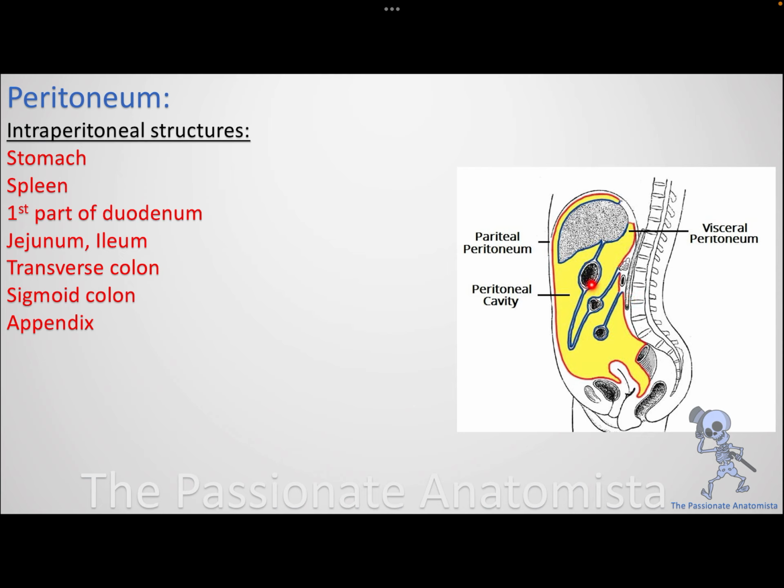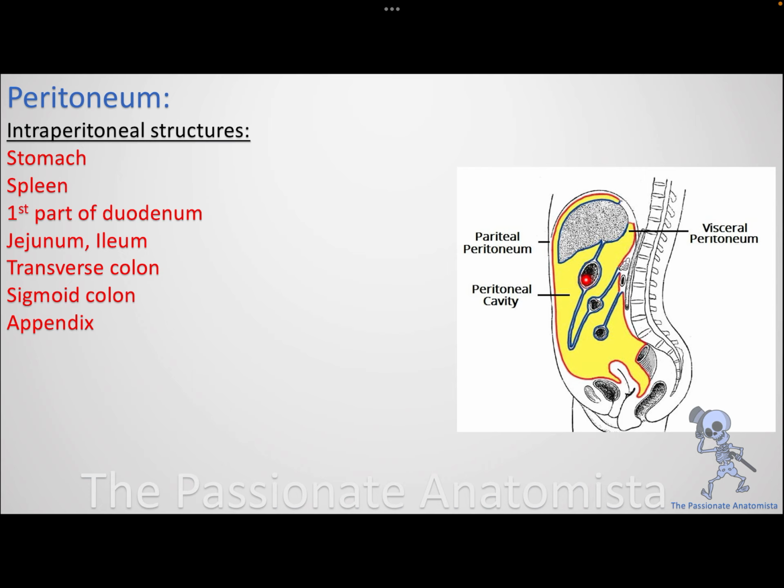And some of the organs will remain attached to the posterior abdominal wall, like the kidneys, the ureters, the inferior vena cava, aorta. Anything that's attached to the posterior wall without getting into the peritoneum, we consider retroperitoneal. So what happens is the liver gets into the peritoneum, and the ligaments of the liver are explained very well in the anatomy of liver video.